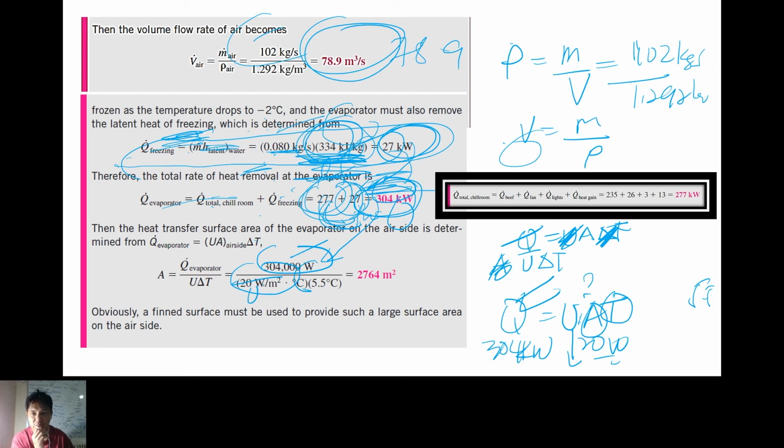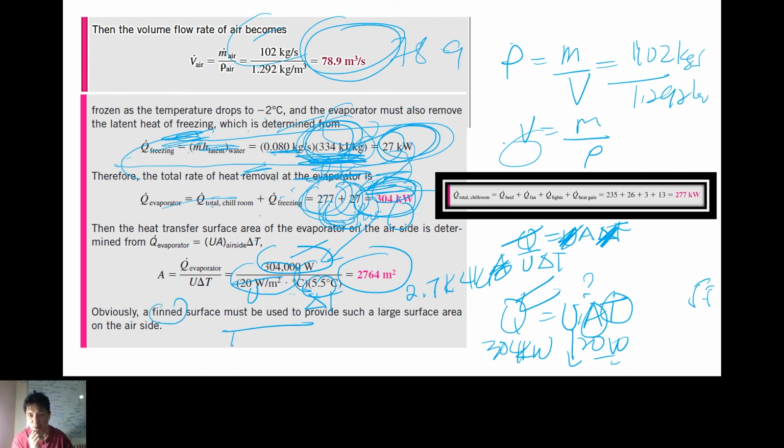Ito yun pag ang pinag-uusapan ay beef at mga nasa chiller. Ito naman ay delta T. So magkakaroon ka ng napakalaking area. Tingnan niyo, grabe: 2,764 square kilometer. Napaka-large ng area, so kailangan siya ay finned.